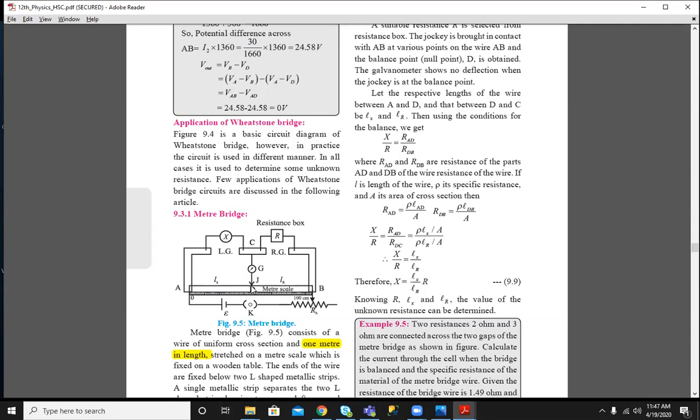So basically, why is the current not flowing through the galvanometer at this point? At this point, the potential at point C and the potential at point D become equal, or there is no potential difference. Point A is a junction.